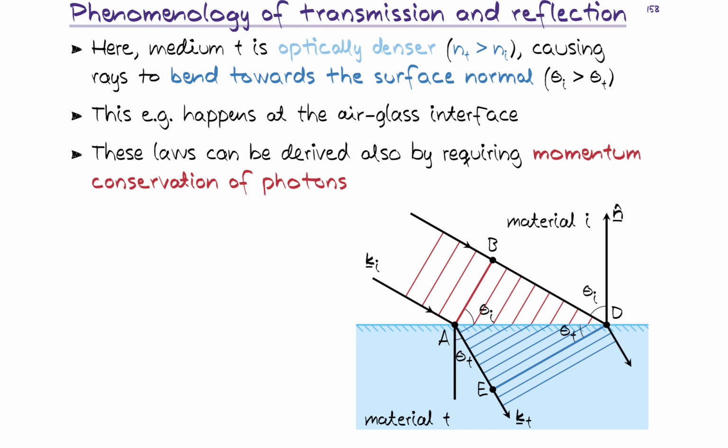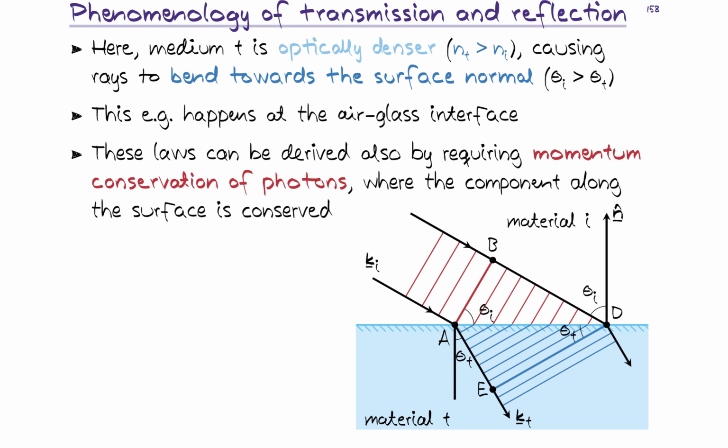And these laws, we could also derive them by requiring momentum conservation of photons, and that would be another possibility of deriving things. And there the component along the surface would be the conserved quantity. And in a way, this treatment is quite similar to what we do in the follow-up lecture, where we are deriving these by just using Maxwell's equations and the boundary conditions that are associated with a given interface between two dielectric media.